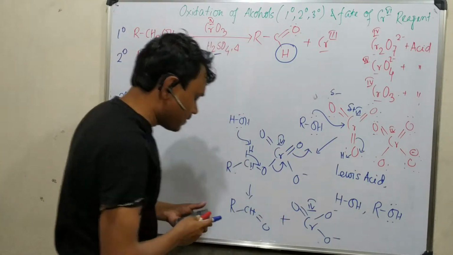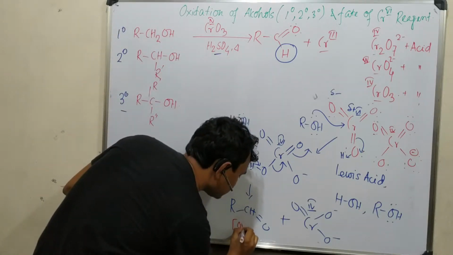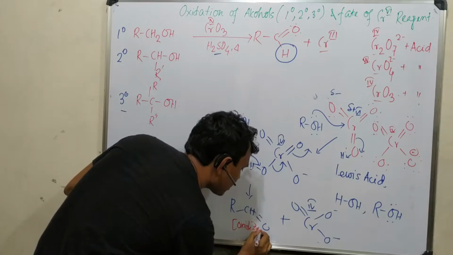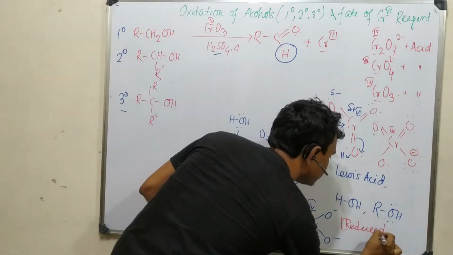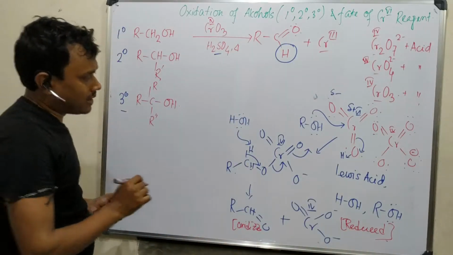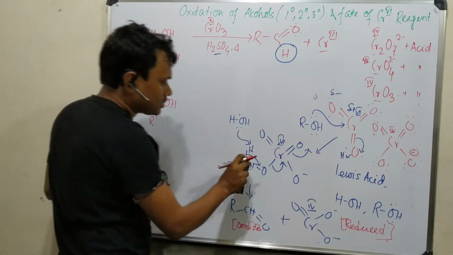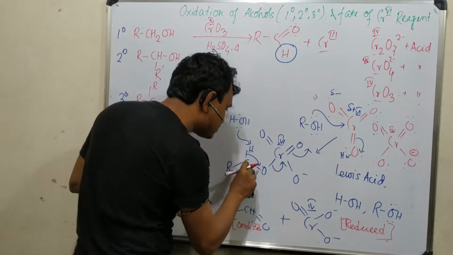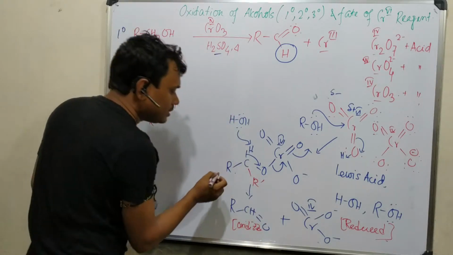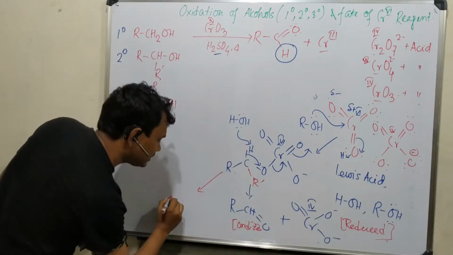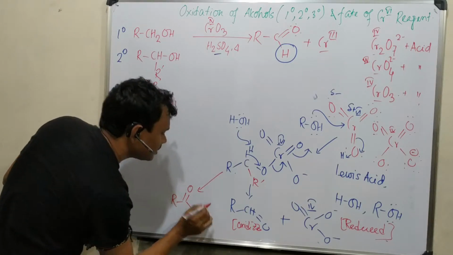So this is the case of the aldehyde. Here the alcohol is oxidized and chromium is reduced. Fine. Now, instead of that, if we take a secondary alcohol, what happens? This H is replaced by another R, or R prime. Then what will be the product? Similarly, it will be a ketone, R C double bond O R prime. Fine.